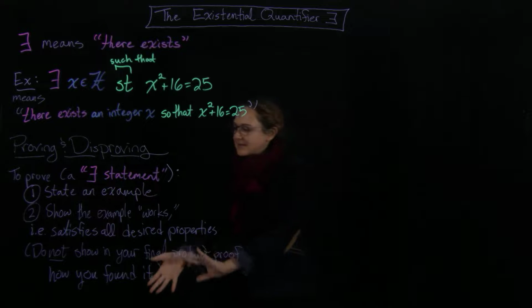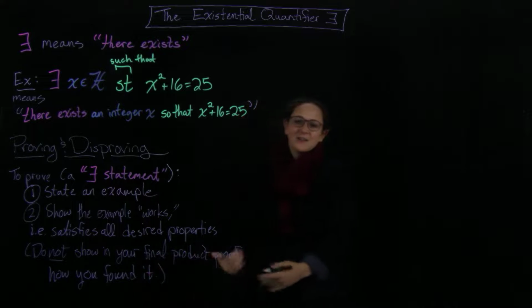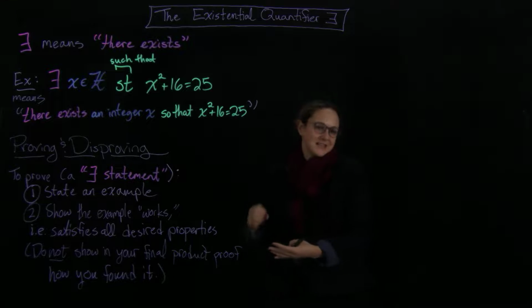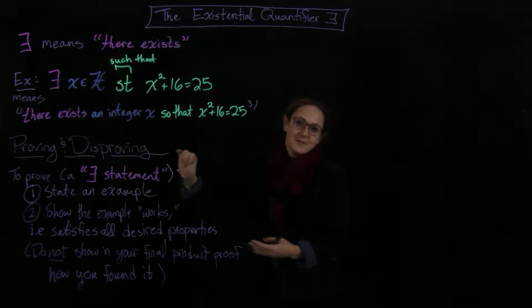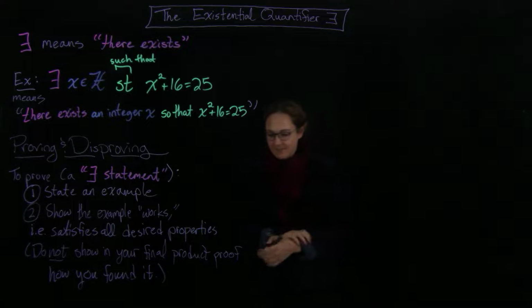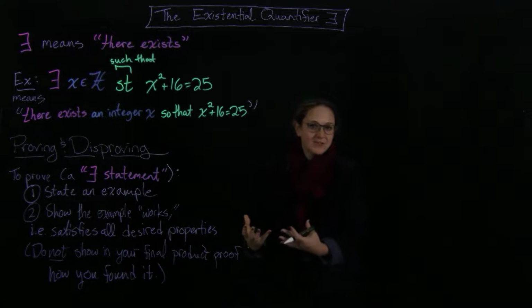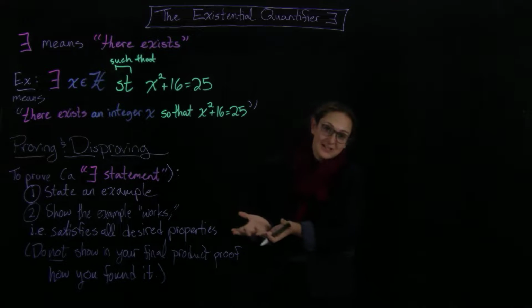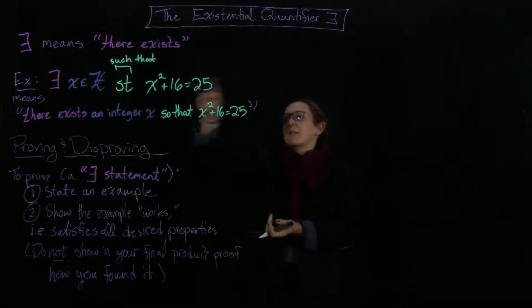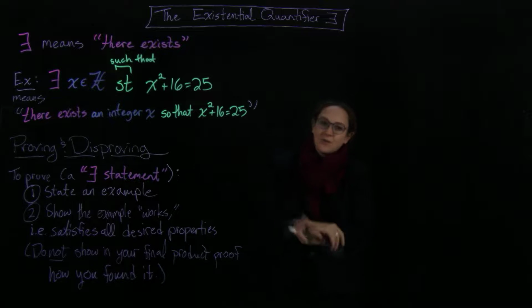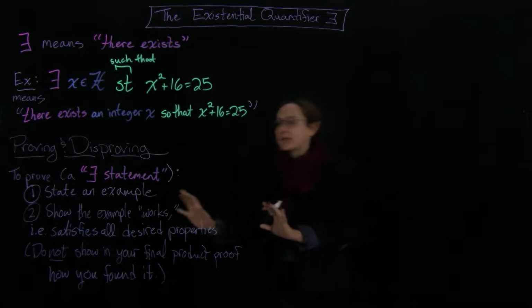Okay? It's a common mistake to include stuff that isn't actually justifying the statement, and we just want to see a justification of the statement. So how do you do it? This is a two-step process. You state what your example is, and then you show it is actually an example of what it's supposed to be, so that here you would verify that your answer actually satisfies x squared plus 16 equals 25. Okay, so that's how to prove.